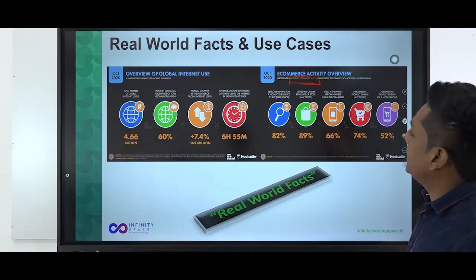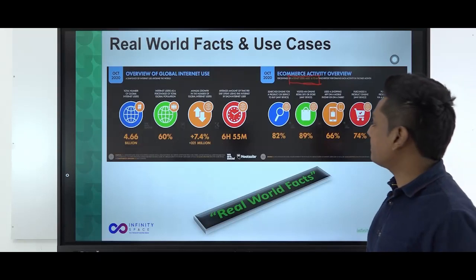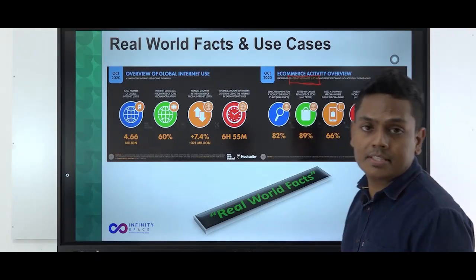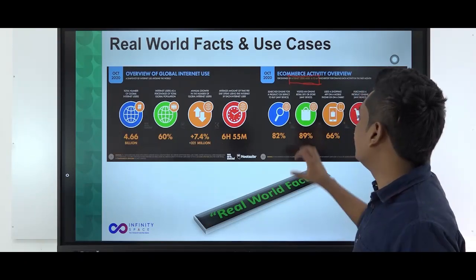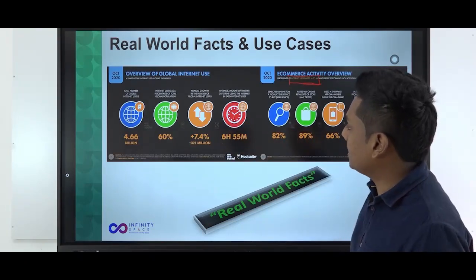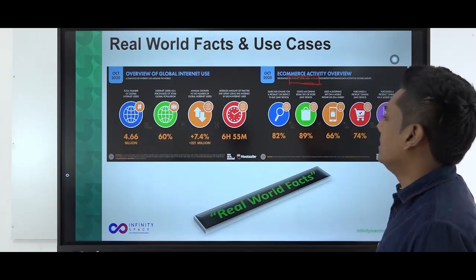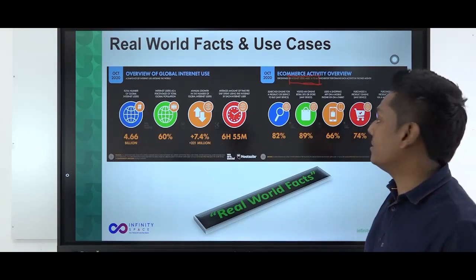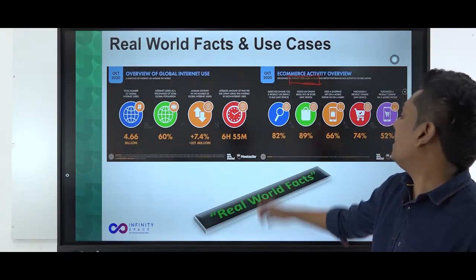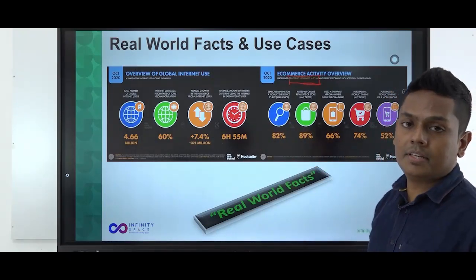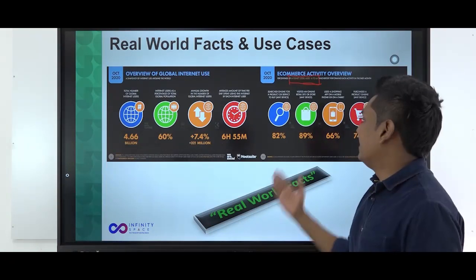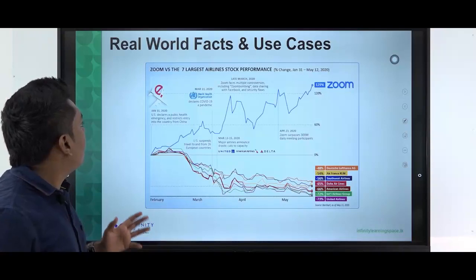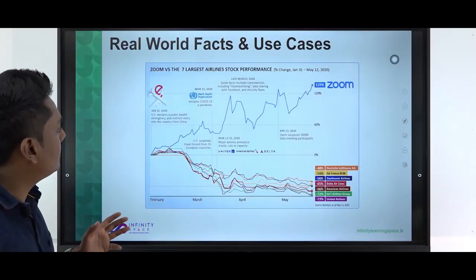So these are some interesting facts that we need to know if we are to live in this current day society. Now you all know what the internet users are, like 60% of the global population are internet users, and it is also increasing. On average we spend around 7 hours with the internet.